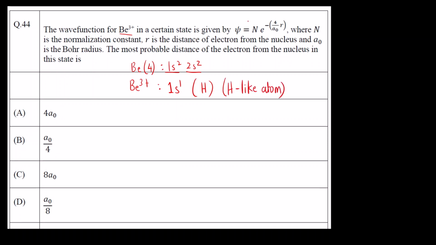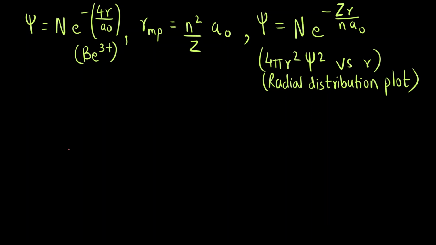Okay, and what is given? The radial part of the wave function is given. N is the normalization constant, r is the distance of the electron from the nucleus, a naught is the Bohr radius. We have to find out the most probable radius. Four options are given. Now this is the formula for most probable radius. Let us first see how we can solve this question using this formula.